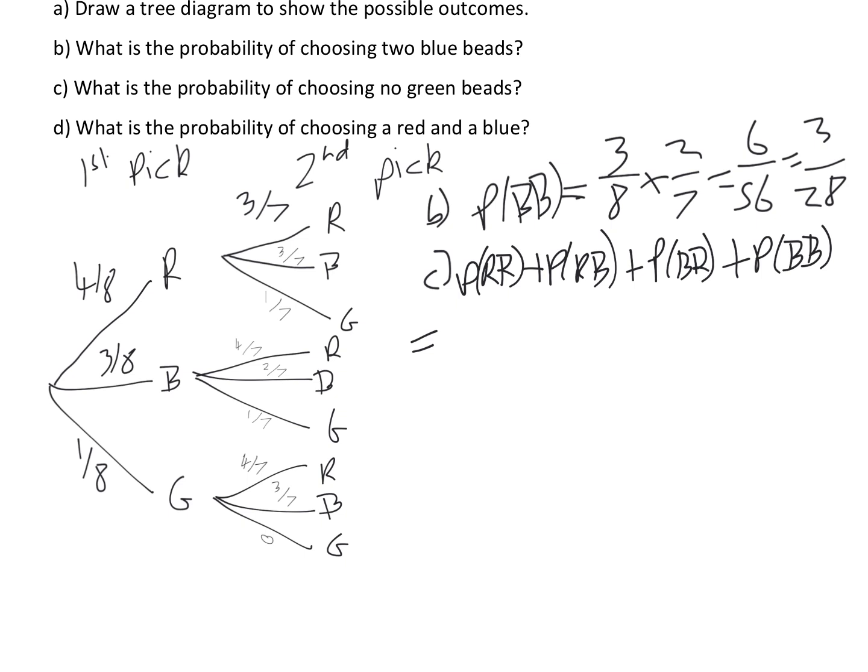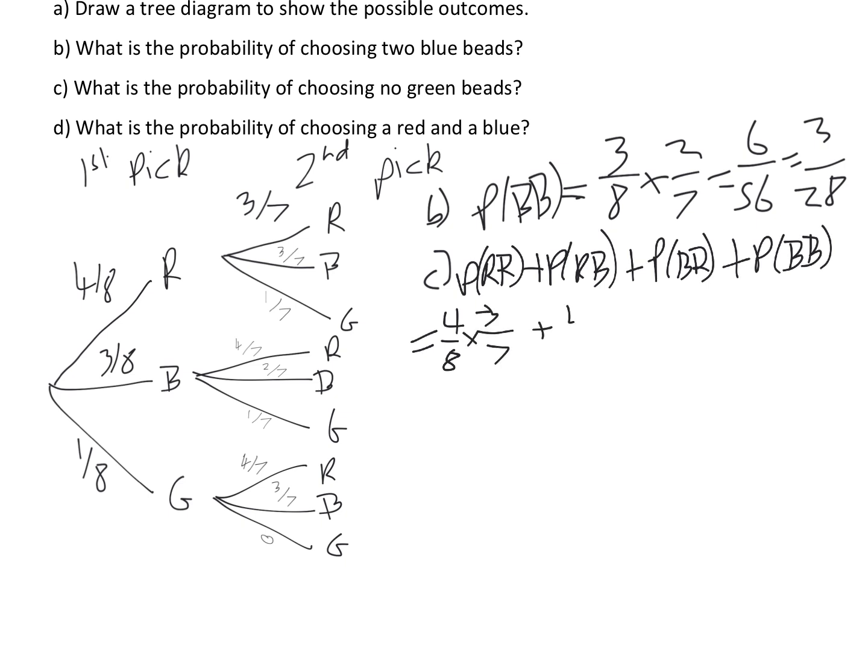There's a more clever way to get it, but it's a lot easier to make mistakes when you try to be clever, to be honest. So this is simple, just follow this technique. Red, red. The first go red is 4/8, and the second go red is 3/7.